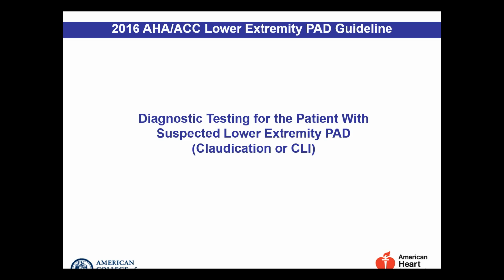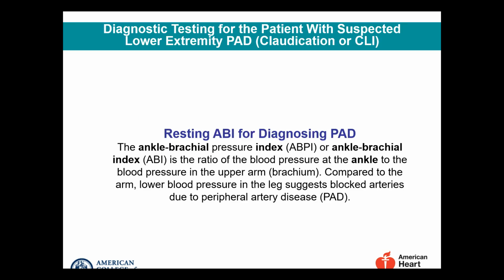You're going to order an ankle brachial index for claudication or critical limb ischemia, which is more of a dangerous situation. What is an ABI? What's an ankle brachial index for diagnosing? So you measure the blood pressure in the ankles as well as the upper arms, and then you compare them. And so there's a ratio that comes up. It's a ratio, it's a calculation.